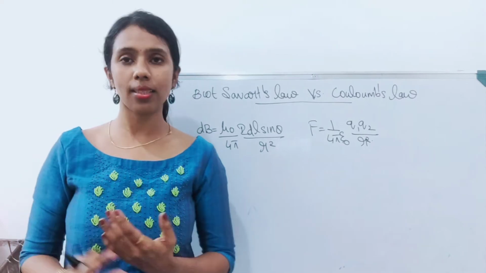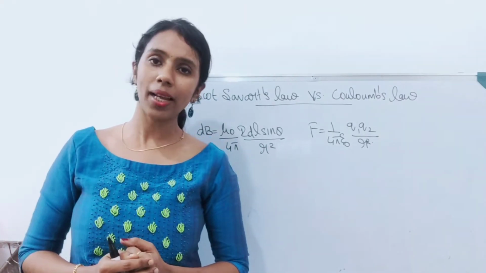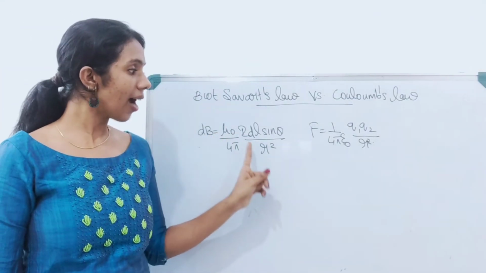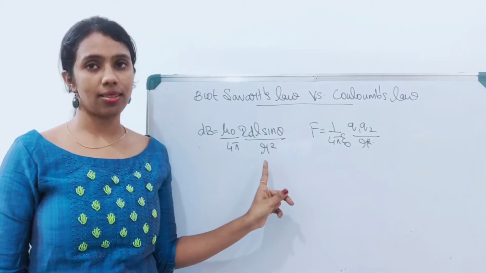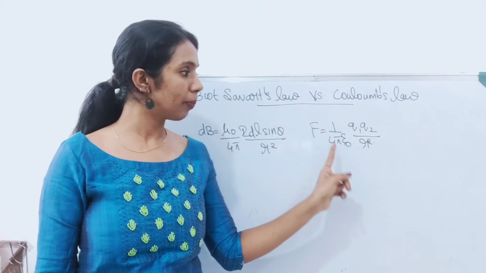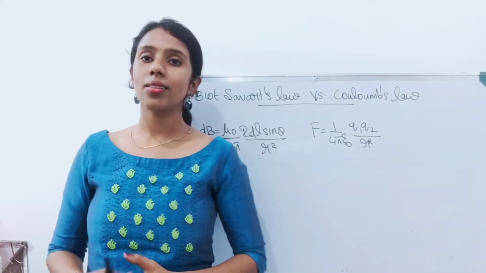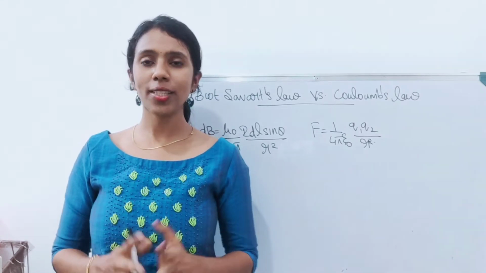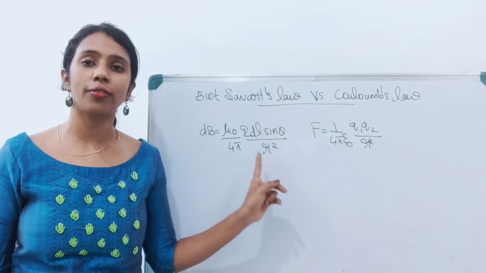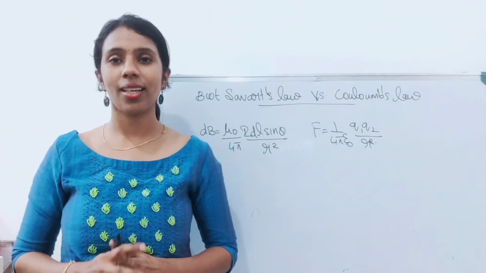Now, we will discuss the similarities between Biot-Savart's law and Coulomb's law. According to Biot-Savart's law, dB is equal to mu 0 by 4 pi I dl sin theta divided by r square. According to Coulomb's law, force is equal to 1 by 4 pi epsilon 0 Q1 Q2 divided by r square. So here comes the first similarity: both are inversely proportional to the square of the distance between them. Both are inverse square laws.